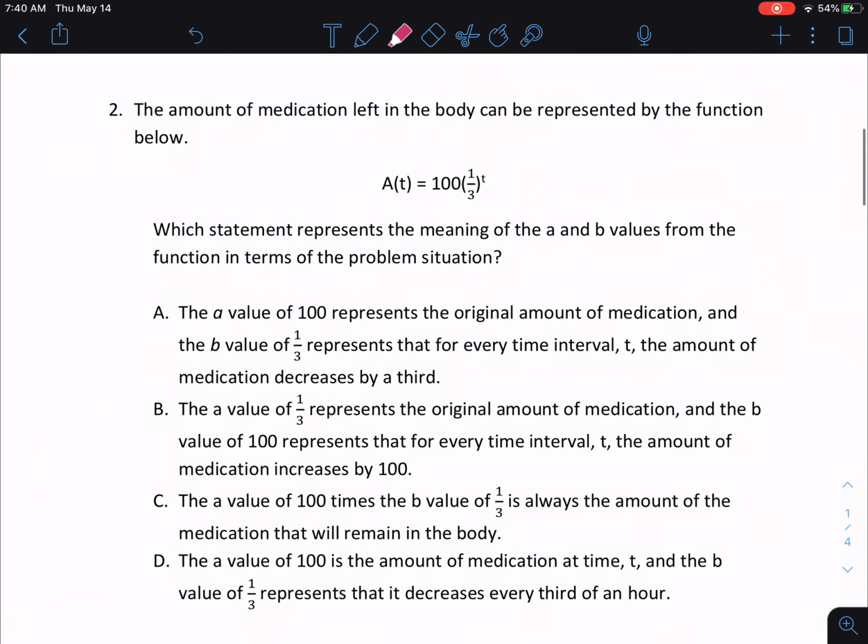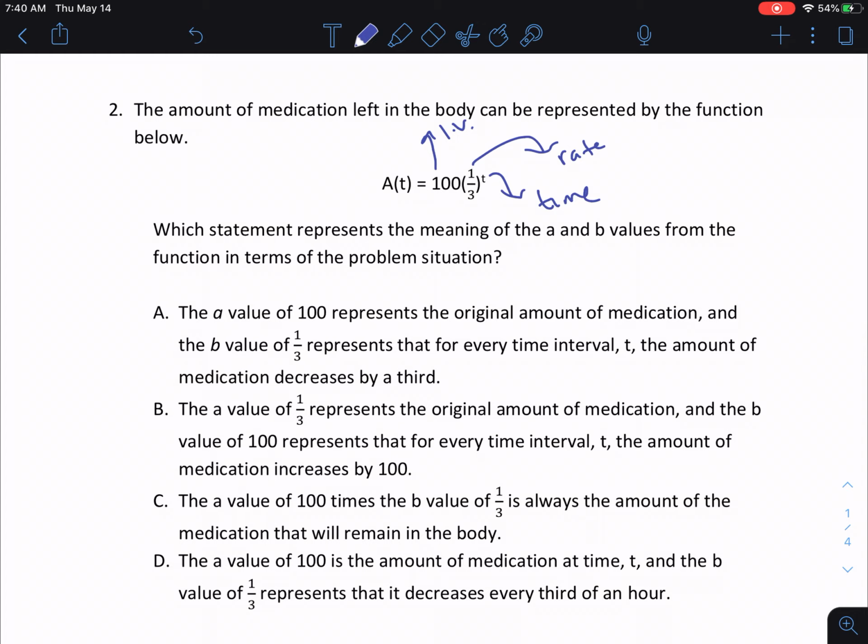Now remember here, this 100 is the initial value. This 1/3 is the rate of change, and this t is the time. Okay, so let's see what it says here.